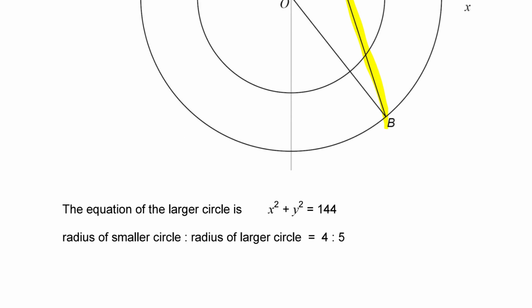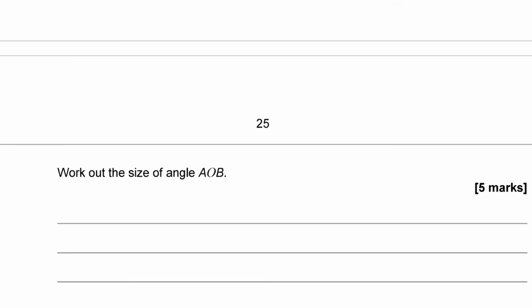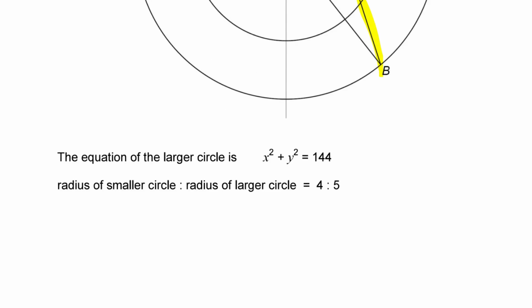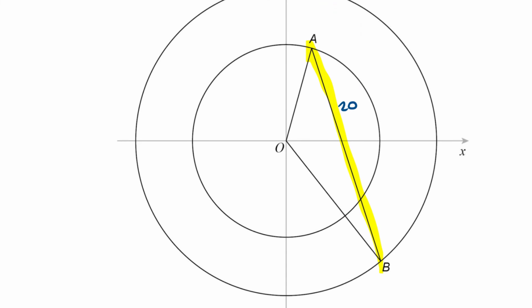Okay, now we're told that the equation of the larger circle is x squared plus y squared equals 144, and the radius of the smaller circle to the radius of the larger circle is in the ratio of 4 to 5. Okay, what's the question? Still not seen the question. Oh, here it is on the other side. Work out the size of angle AOB. So that's what we need to do. Work out the angle AOB. So AOB, so we're talking about this angle here, aren't we?